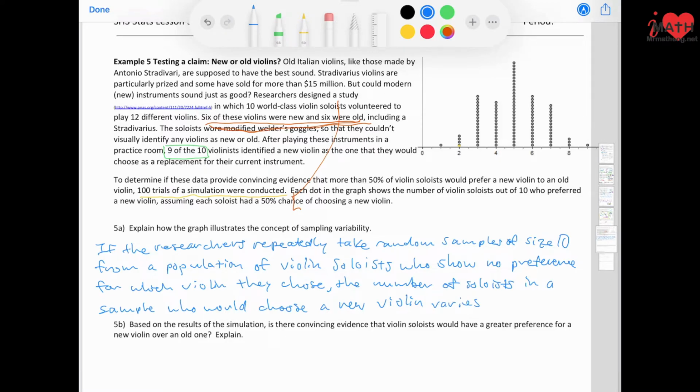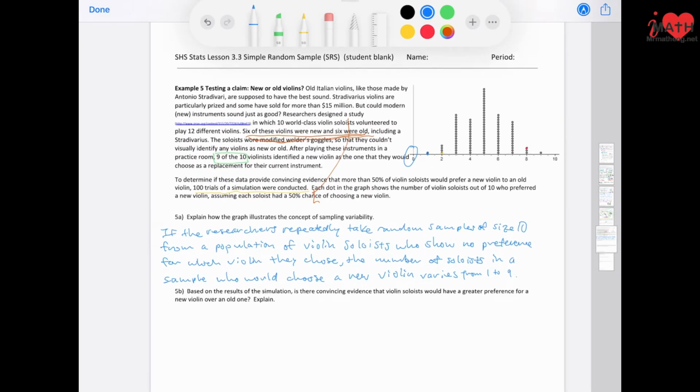So if you let 10 of those soloists try it, and then right here 1 out of the 10 prefer the new one. Or if I do these red dots over here in this simulation, just that 1 dot, out of 10 soloists, 8 of them prefer the new one. So we can say it varies from 1 to 9. Right? The dots. There's no one who had 0, and there's no one who had 10, which is kind of off the screen. There, you can see it.